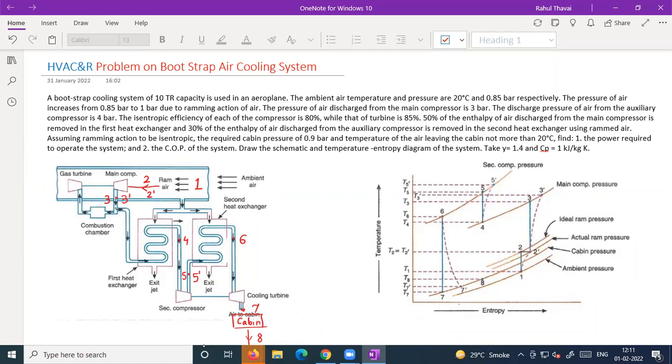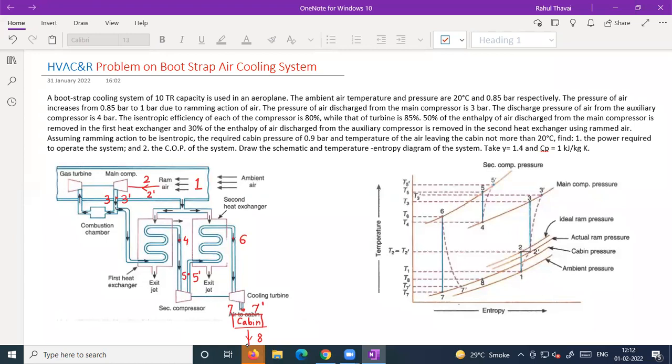Now, once it is getting out of the compressor, we will supply it to the heat exchanger. It comes out at point number 6. Now from point number 6, we will supply it to the turbine, so it will get cooled. So from 6 to 7, what happens? It gets cooled. 6 to 7 is the ideal cooling, and 6 to 7 dash is the actual cooling, right?